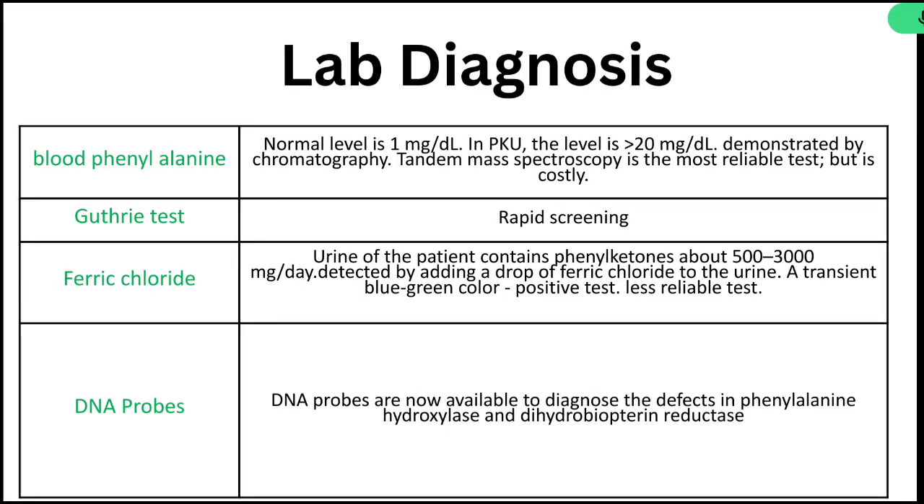So the lab diagnosis. Blood phenylalanine is checked. Tandem mass spectroscopy is the most reliable test, but it's very costly. The Guthrie test is a rapid test, and in the ferric chloride test the urine of the patient is tested for phenylketones. It is a less reliable test. DNA probes are the most advanced ones to know whether there are defects in phenylalanine hydroxylase and dihydrobiopterin reductase.